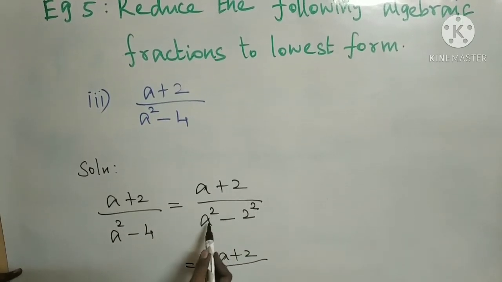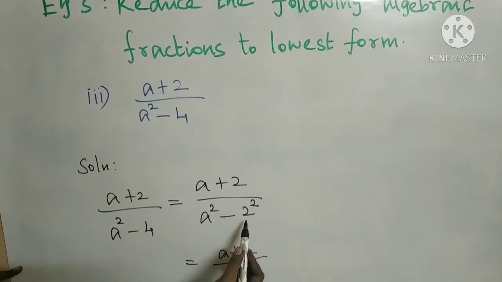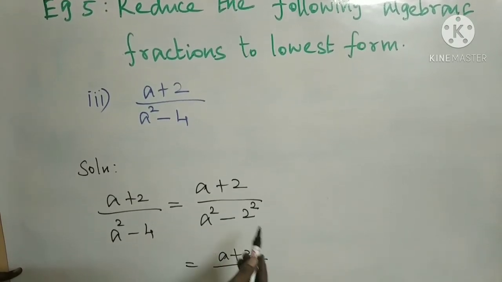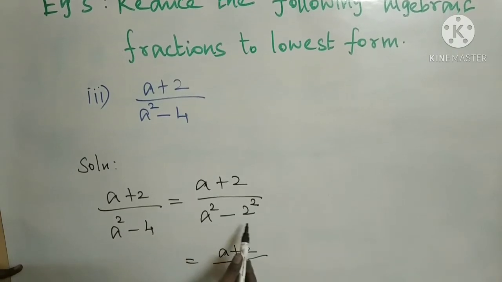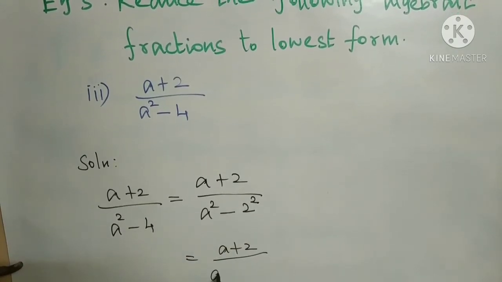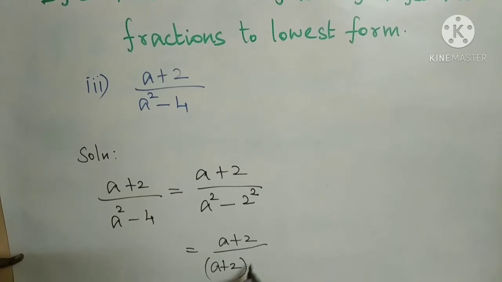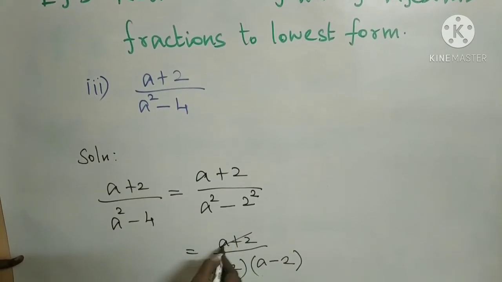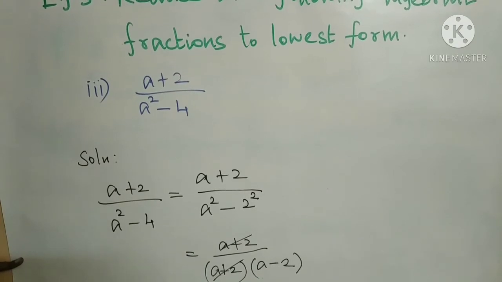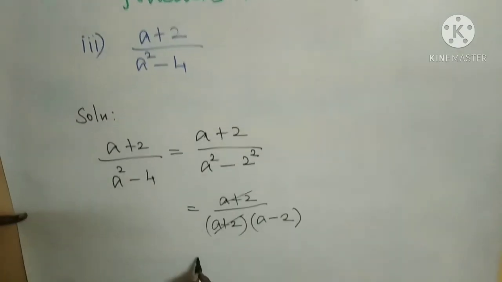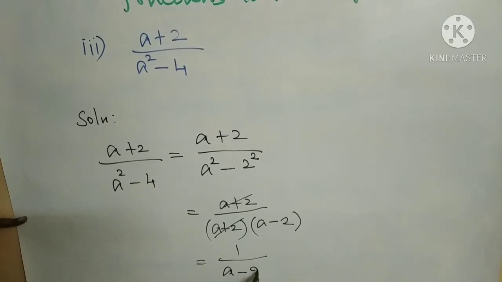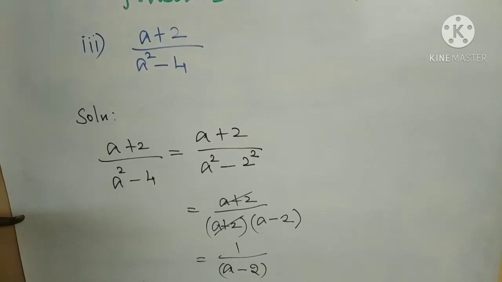This is in the form of a square minus b square. So a square minus b square equal to a plus b into a minus b. So here also we can write a plus 2 into a minus 2. Now we can cancel these two terms, a plus 2 and a plus 2. So what is the remaining answer? 1 by a minus 2. So this is the lowest form.